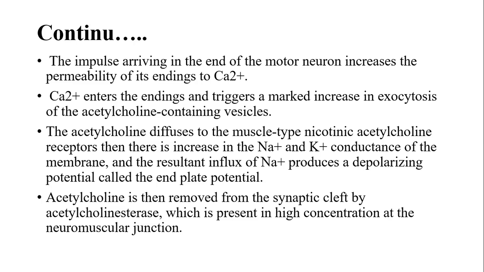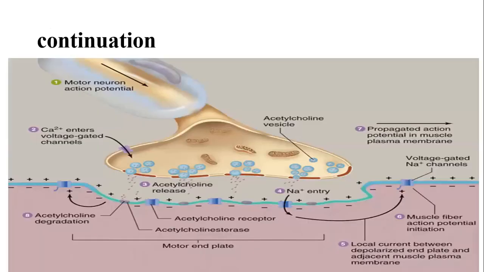All right. So now acetylcholine is removed from the synaptic cleft by acetylcholinesterase, which is an enzyme present in high concentration at the neuromuscular junction. Now let's look at this diagram. This diagram has about 8 stages that you are going to explain. When you are done with these 8 stages, that means we are done with the neuromuscular junction. You will even be able to write an essay and get everything correct.